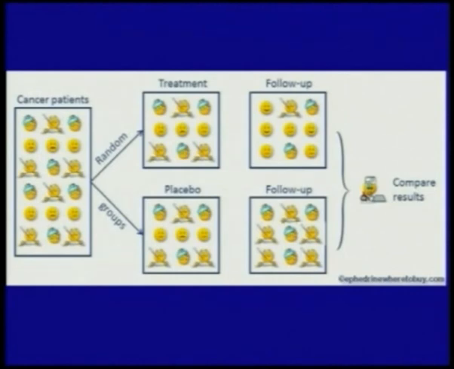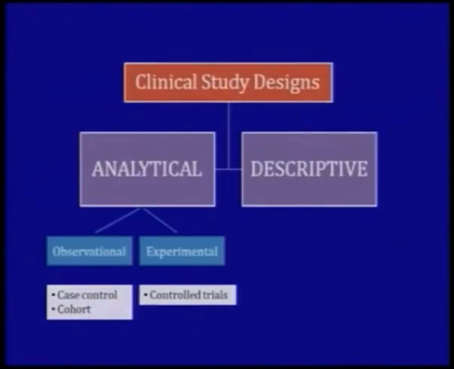So this is a typical example. We have a group of cancer patients. So we want to know whether one chemotherapy drug is going to work for that particular cancer. So you randomize them, give treatment for one group and give placebo for the other group. And then you follow them prospectively and find out which is working.